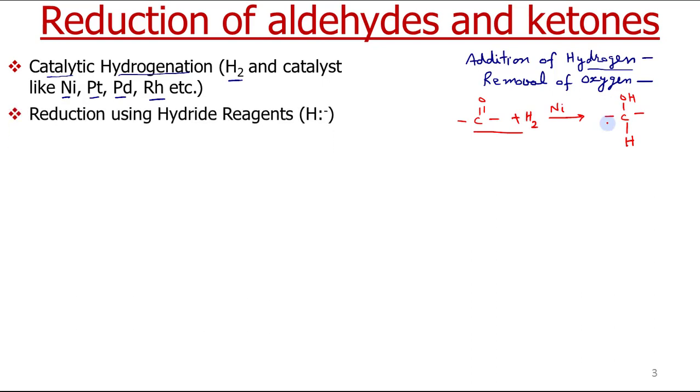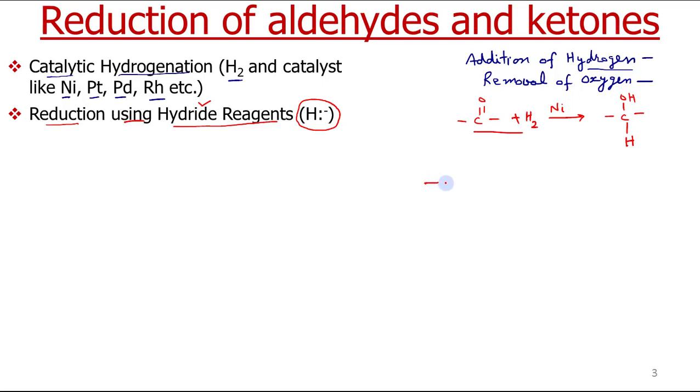The next method, a very important method, is reduction using hydride reagents. So first of all, we have to see what is hydride. H negative ion is called hydride ion. So hydride ion can add to various carbonyl compounds. So these are carbonyl compounds.